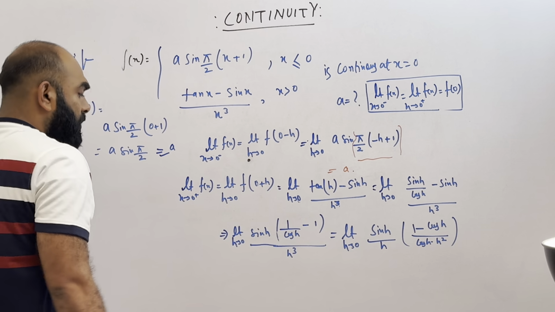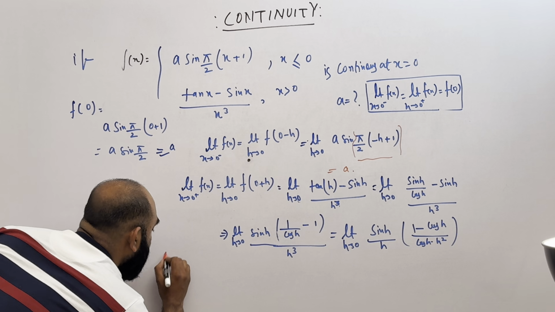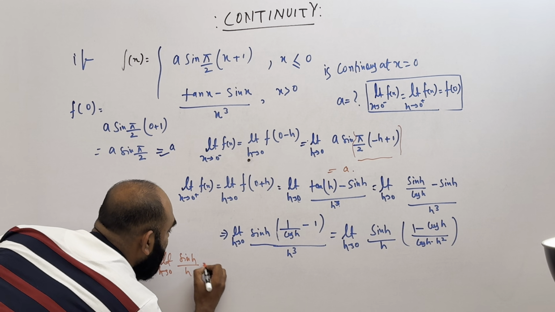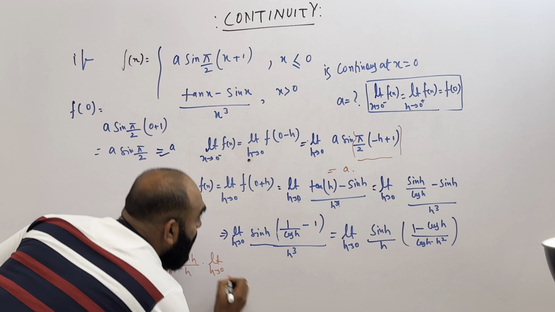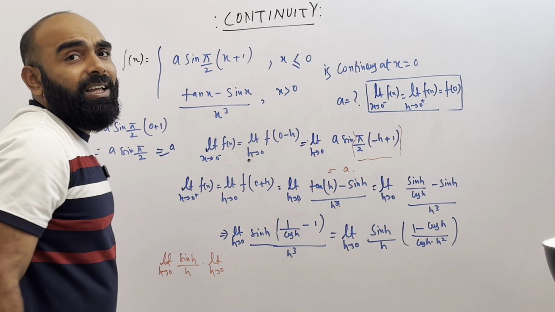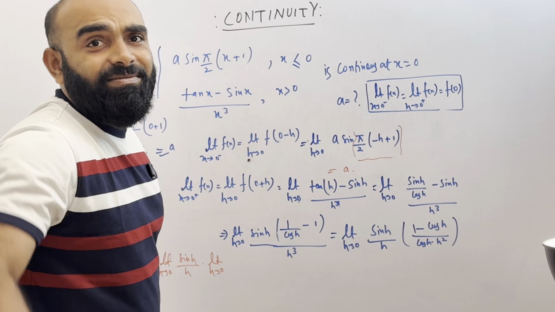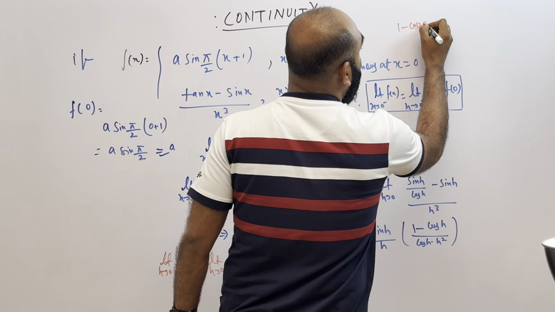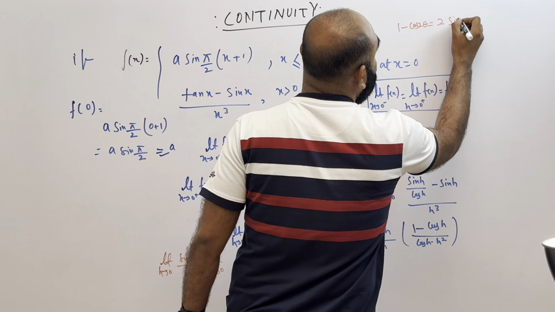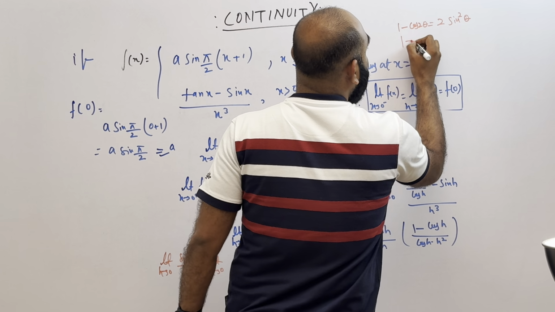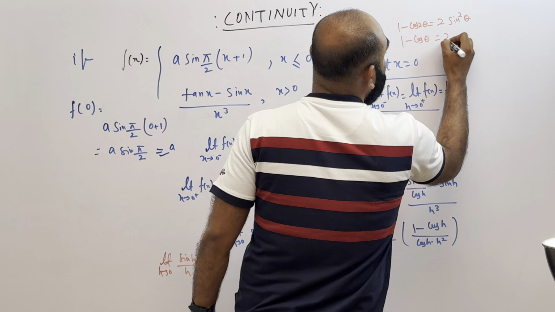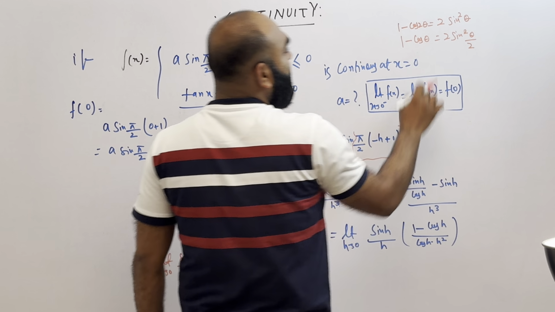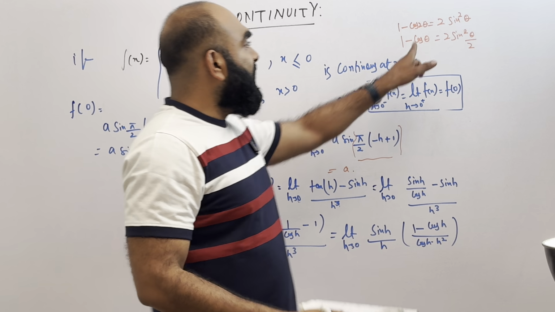You can see here I'm writing limit h tends to 0 sin h by h into limit h tends to 0 of 1 minus cos h by h square cos h. Here we have 1 minus cos theta. Sir, 1 minus cos 2 theta I know, it is 2 sin square theta. So 1 minus cos theta is 2 sin square theta by 2. Here theta is h.